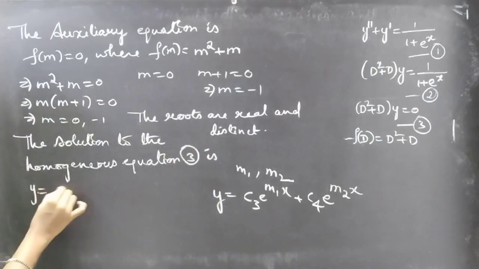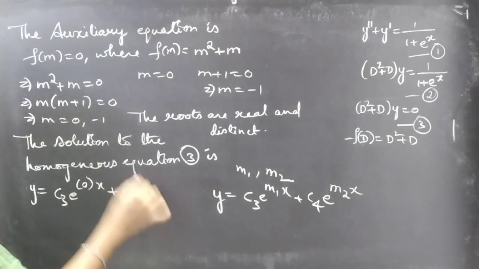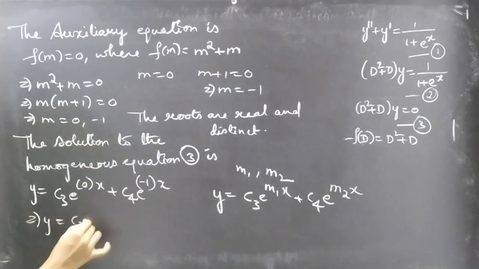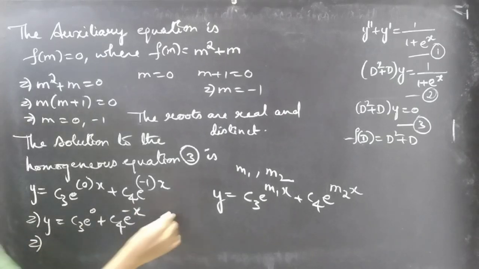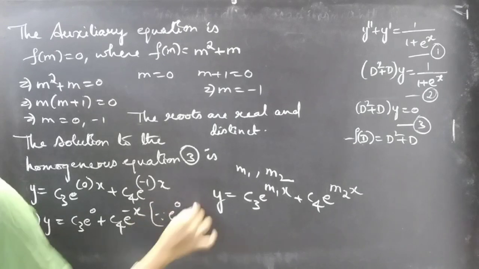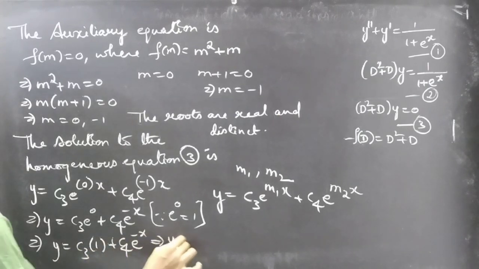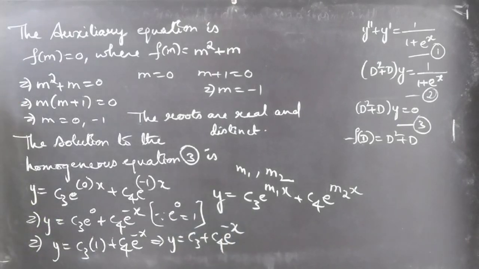y equal to c3 e power one root, say 0, into x plus c4 into e power another root, minus 1, into x. This gives us y equal to c3 e power 0 plus c4 e power minus x, right? Since e power 0 is 1, we'll get y equal to c3 into 1 plus c4 e power minus x, which gives us y equal to c3 plus c4 e power minus x, which is the solution to our equation 3, right? Fine, now we got the solution to equation 3.